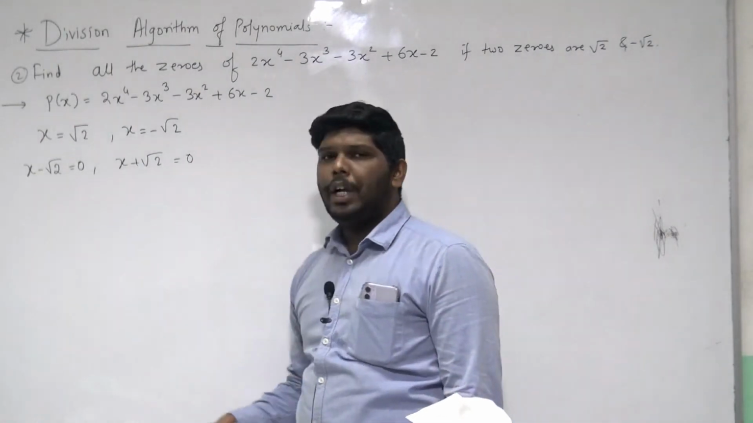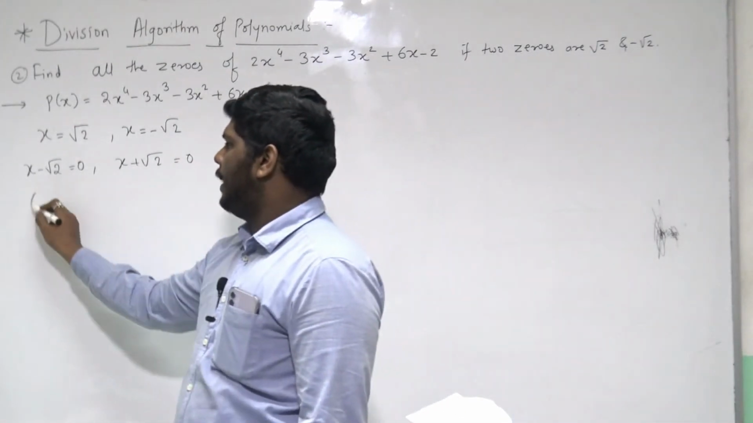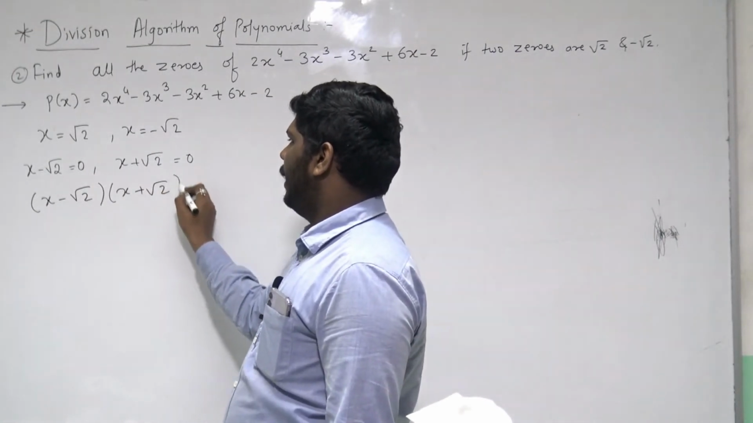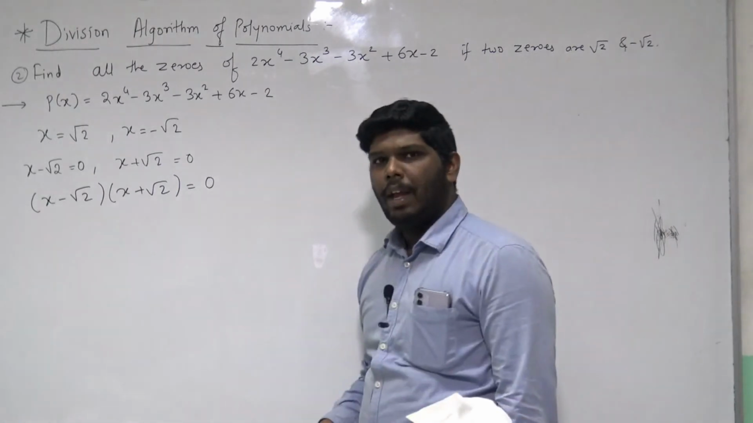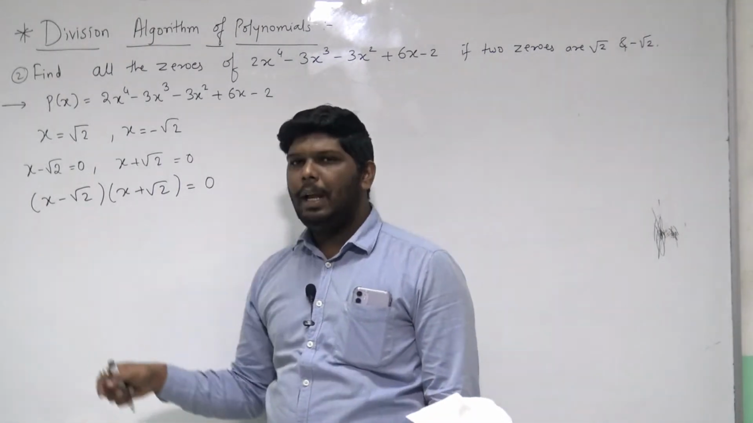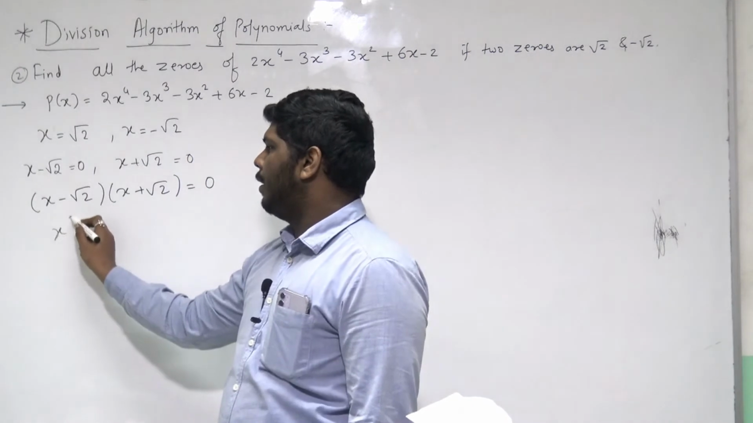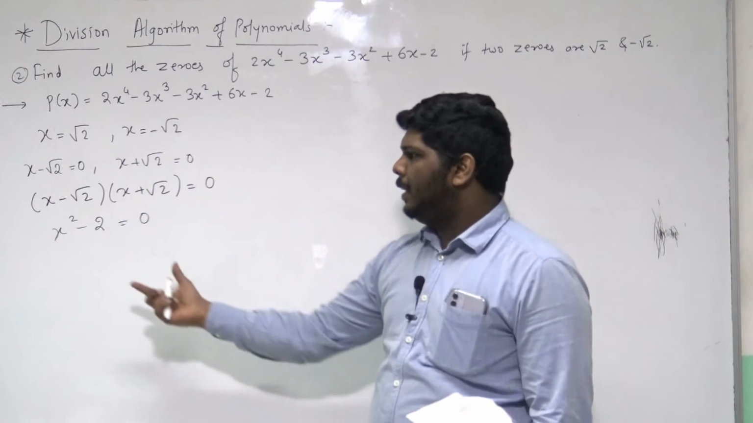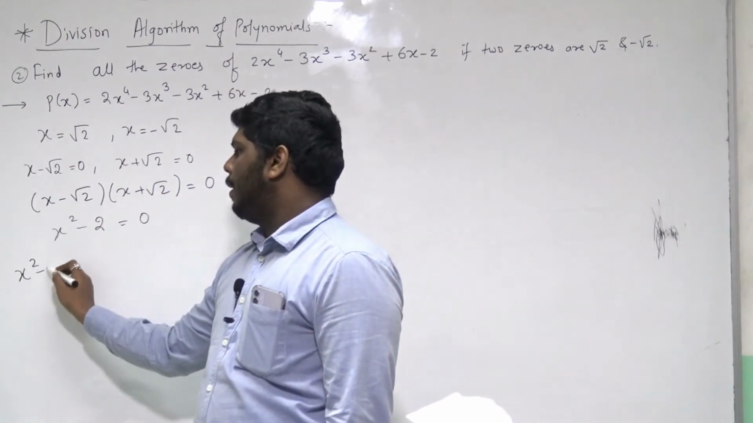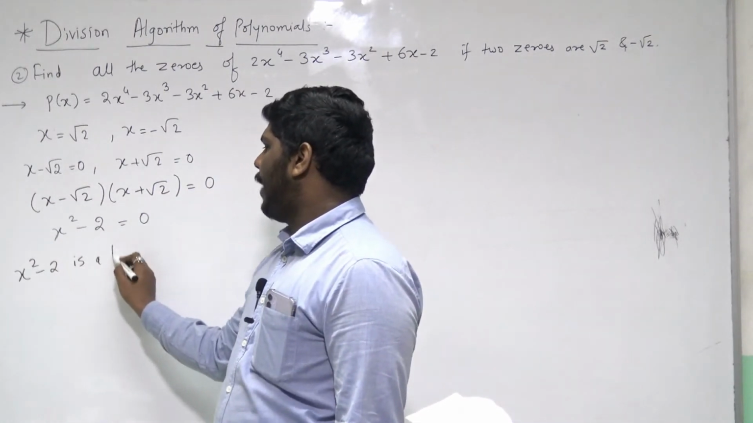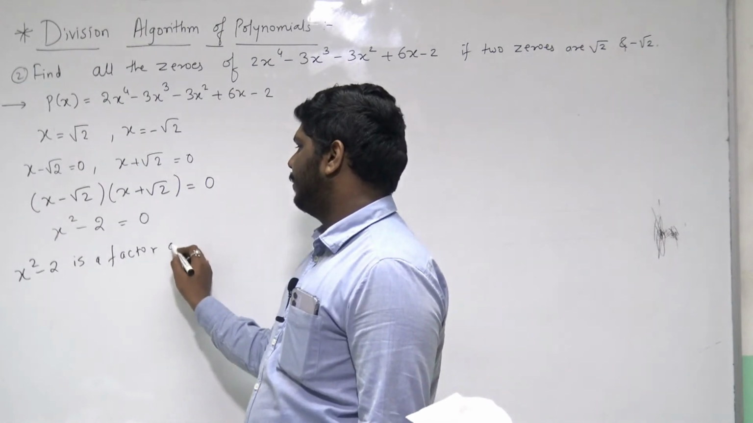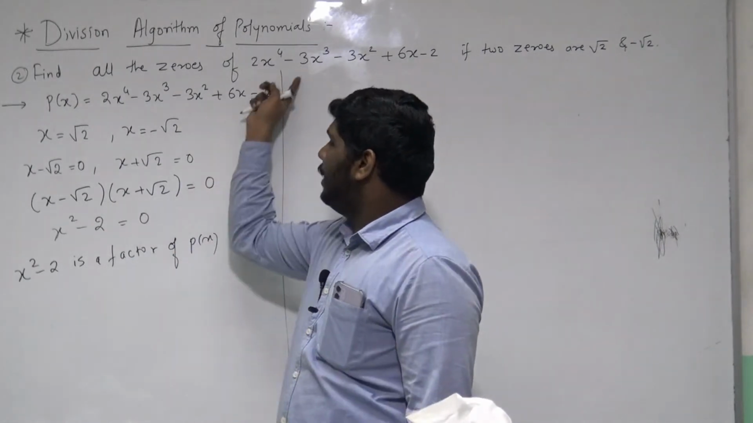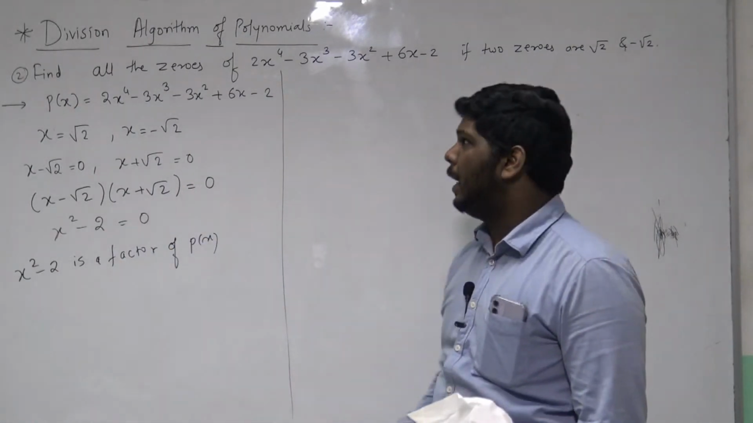So from this part you will multiply these two equations. So we can say x minus root 2 into x plus root 2 is equal to 0 into 0 is 0 only, and here you can use the formula a minus b into a plus b, that will give you a square minus b square is equal to 0. Once you get this, you can say x square minus 2 is a factor of p of x. Therefore when we divide this polynomial by x square minus 2, the remainder has to be 0.